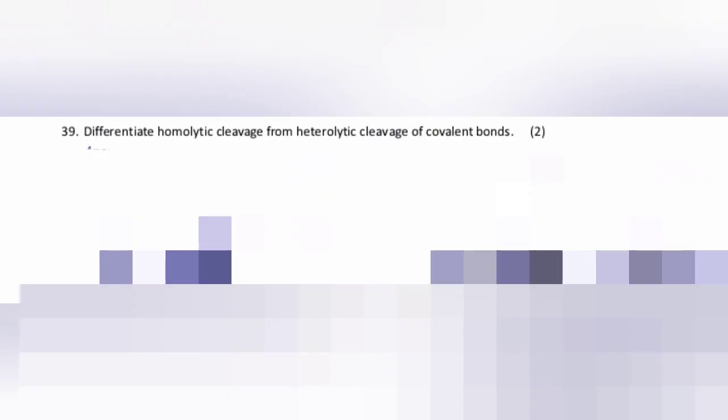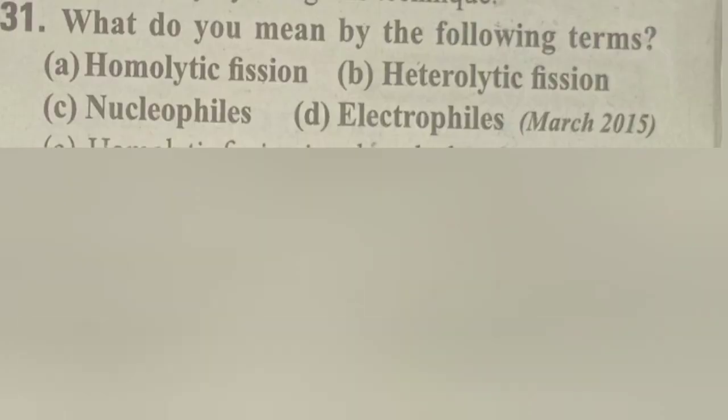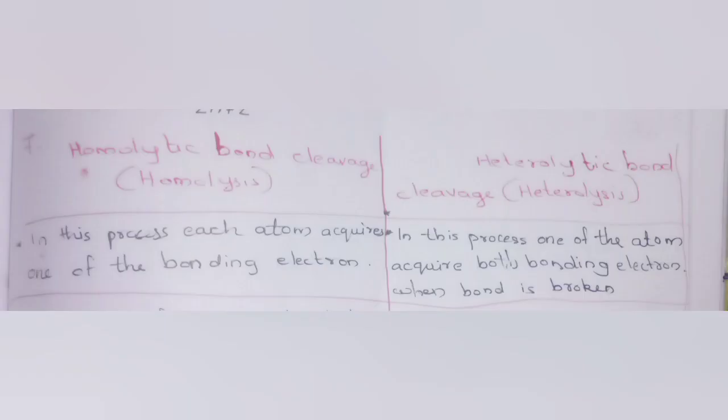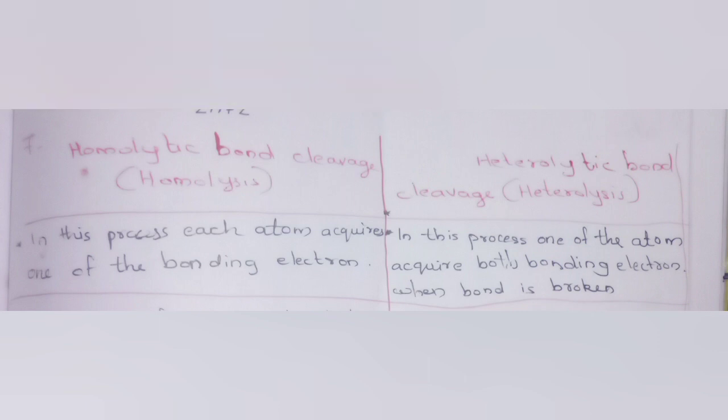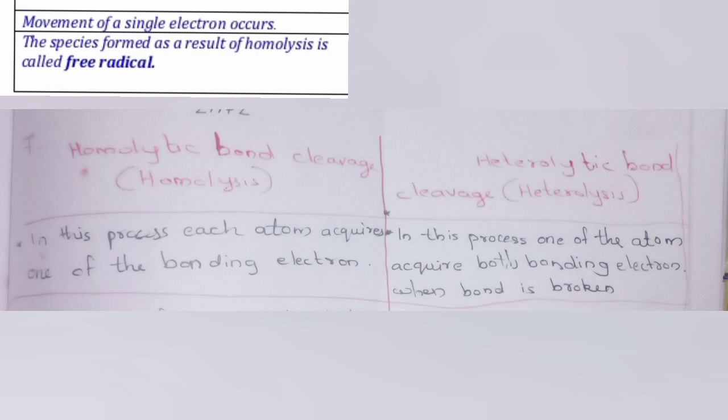Differentiate homolytic cleavage from heterolytic cleavage of covalent bonds. Or they may ask, what do you mean by the following terms? A. Homolytic fission. B. Heterolytic fission. March 2015. Answer: homolytic bond cleavage or homolysis. In this process, each atom acquires one of the bonding electrons. Movement of a single electron occurs. The species formed as a result of homolysis is called a free radical.